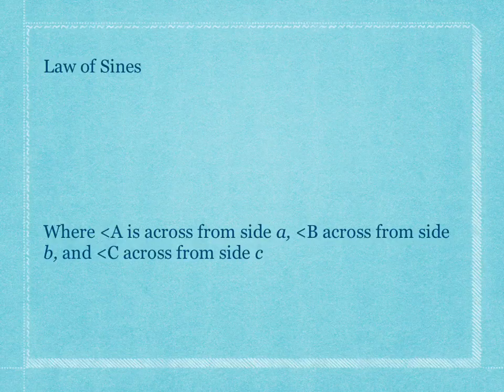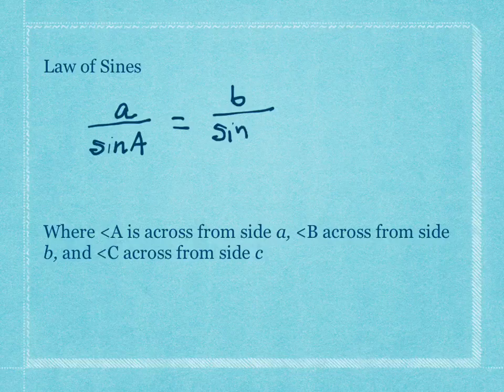Law of sines has what looks like a triple equality, okay? So we have a over sine A, notice the capitals versus the lowercase because that's important, b over sine B equals c over sine C. And I went ahead and put the disclaimer on the bottom, although we've already talked about it before, that angle A is across from side a, angle B from side b, and angle C from side c. So the capital letters are angles, and the lowercase letters are the opposite side of that angle.